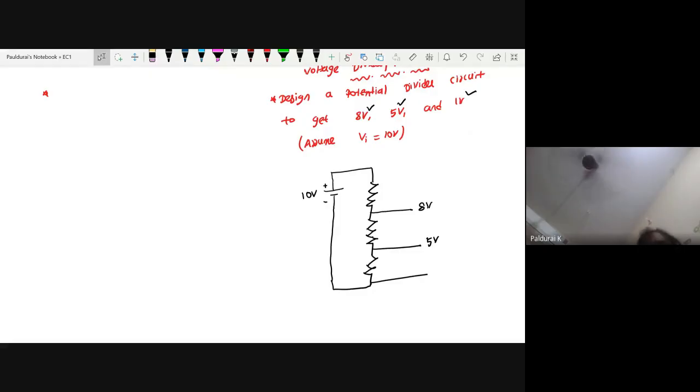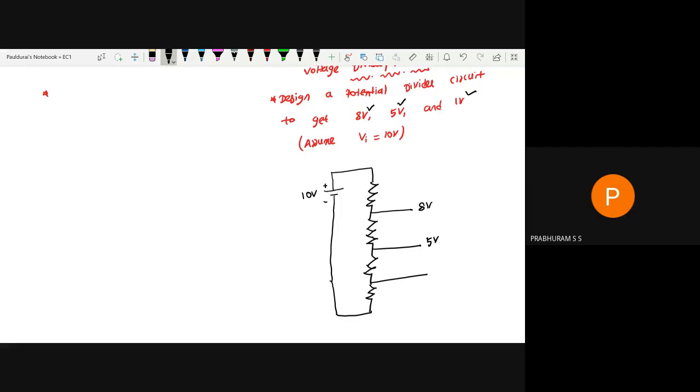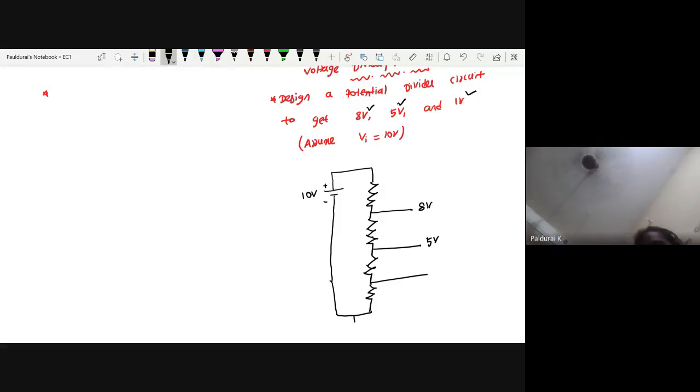In order to get 8 volt, 5 volt and 1 volt, how many resistors will you connect, 3 or 4? Actually 4. Why? You can understand after some time. Because with 3, the last one will become 0, since the last point is connected to ground. So the last becomes 0, so you are in need of 4 resistors.